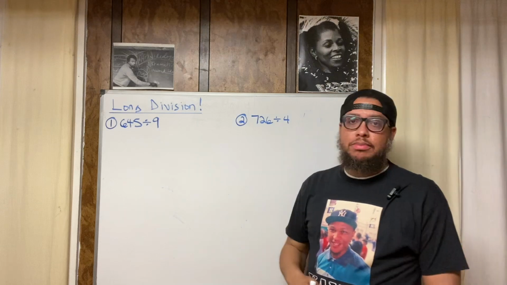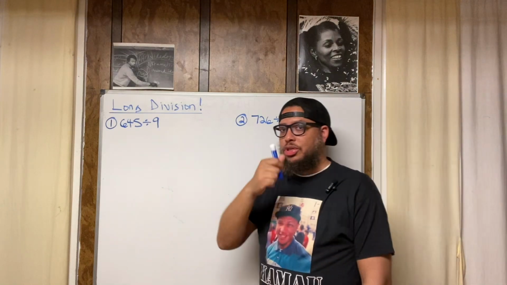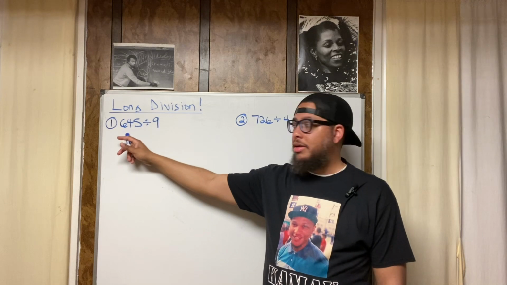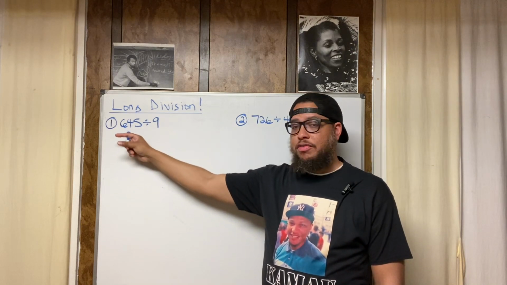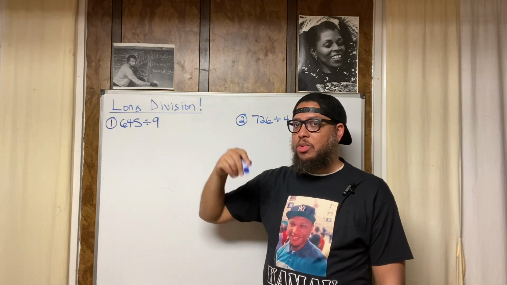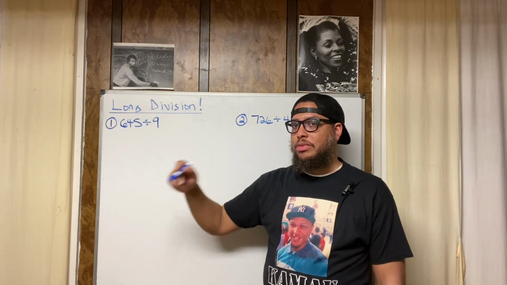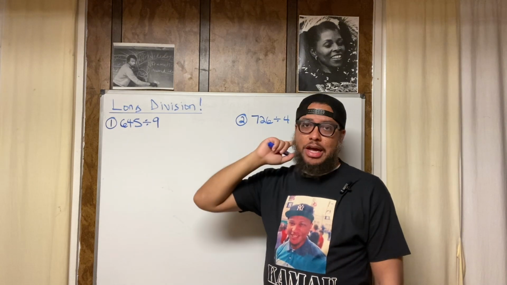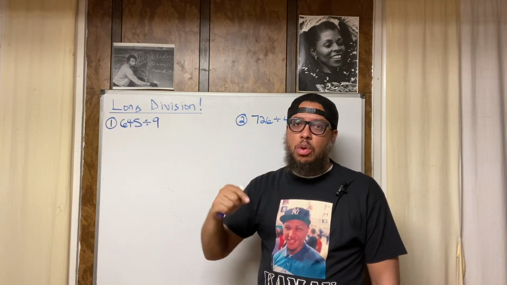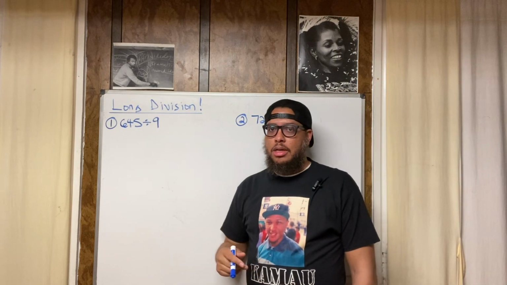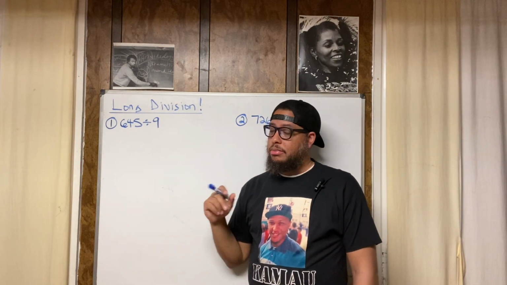In a division problem, make sure you know this and write this down in your notes. The first number, we call that the dividend. So 645 is our dividend. The second number, the number we're dividing by, is called the divisor. First number is dividend, second number is called the divisor. Now, the answer that you get, we call that a quotient.